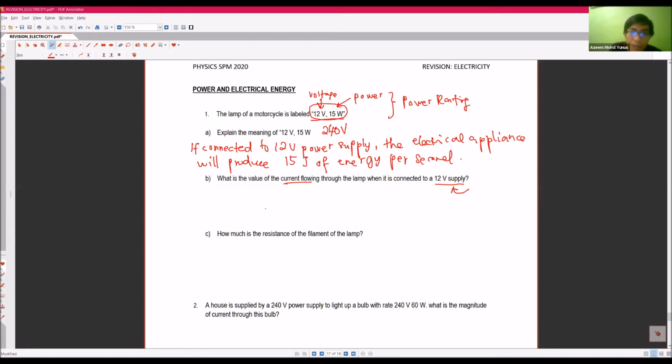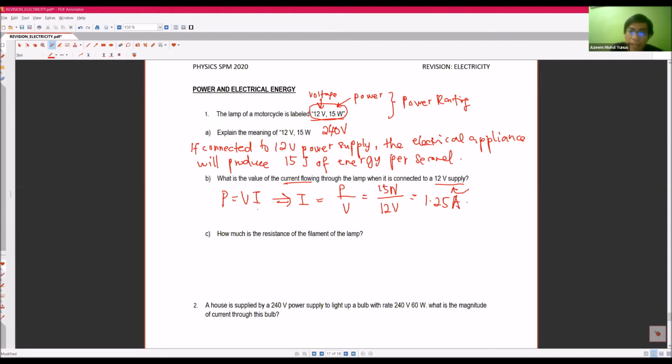In this case, the question asks for a 12 volt power supply, which is equal to the power rating. The formula is P equals V times I. We need to find current, so I equals P over V. Here we choose P as 15 because it is connected to that voltage. So 15 divided by 12 gives 1.25 amperes.